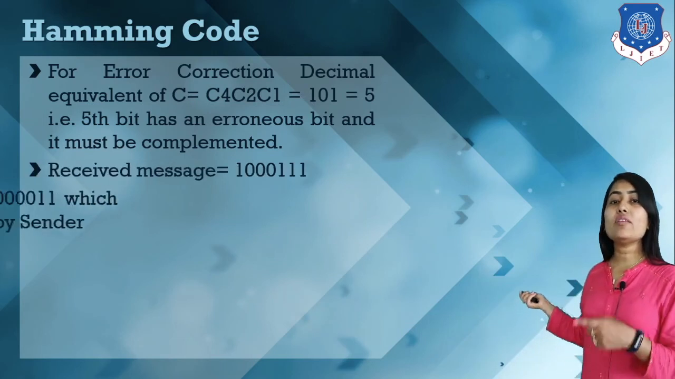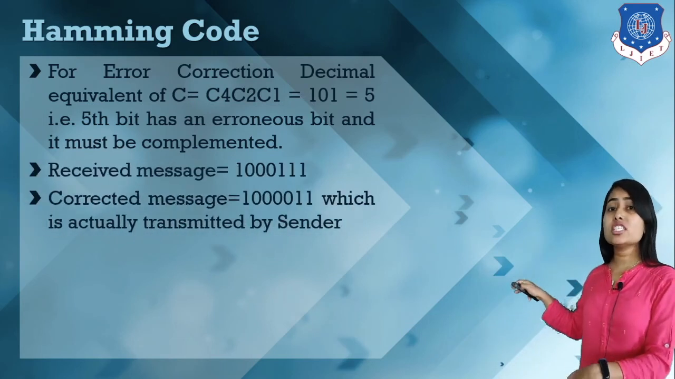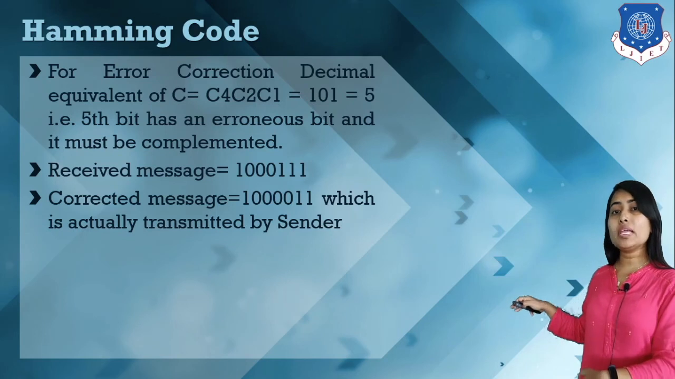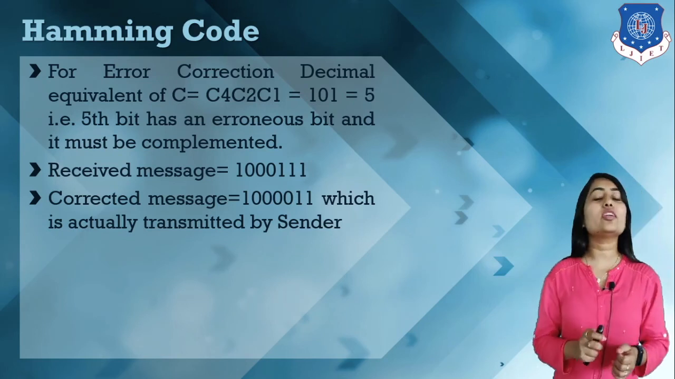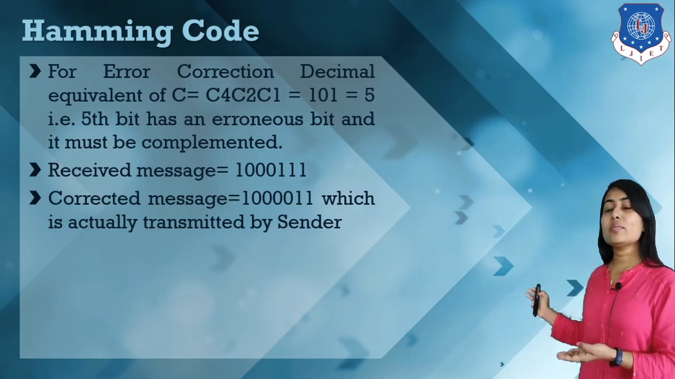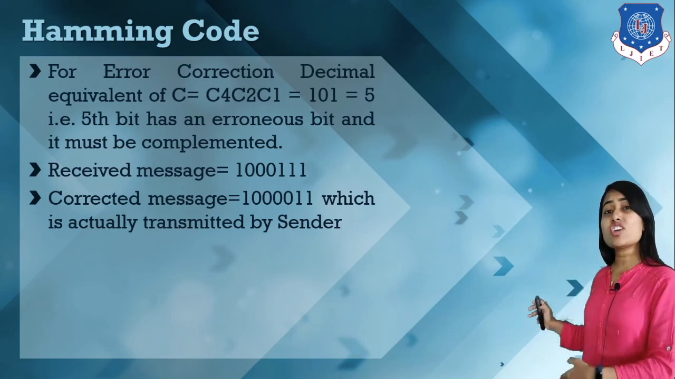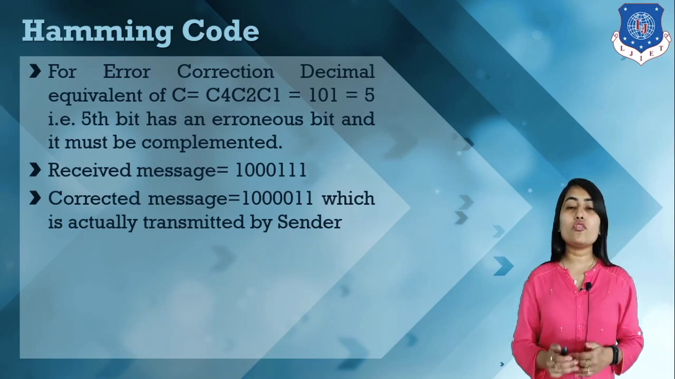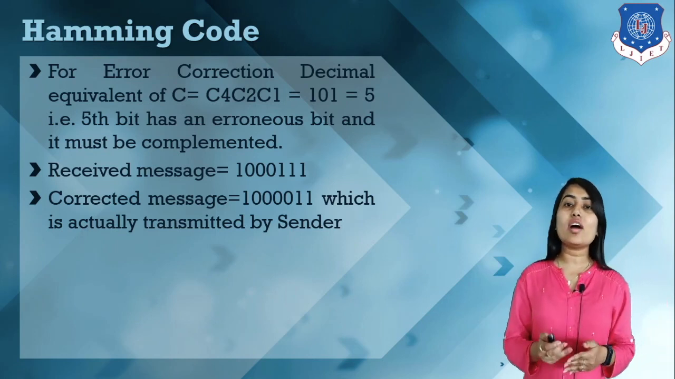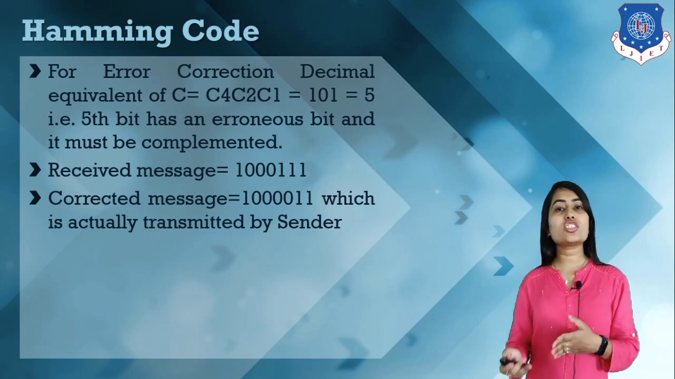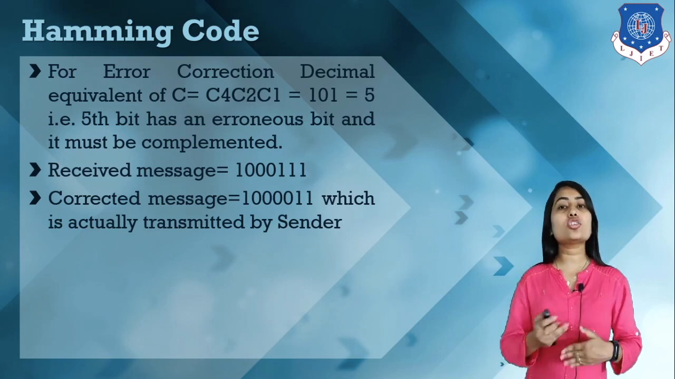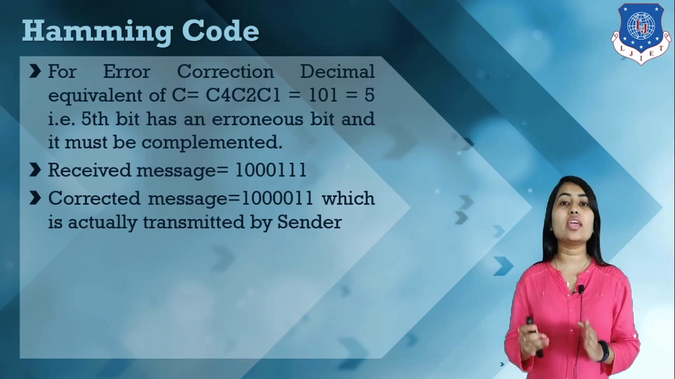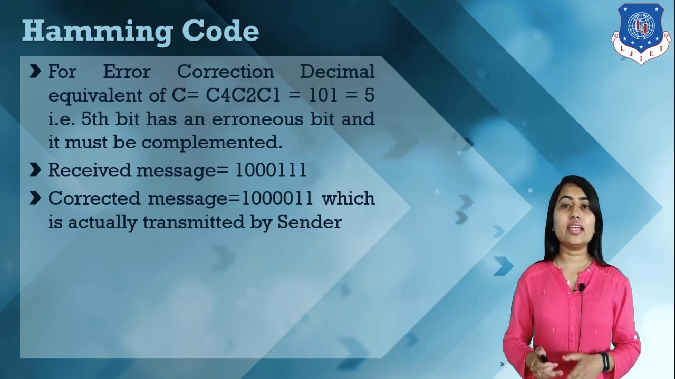So in the received message, this fifth location digit is complemented, and we have our correct message, which is the message transmitted by the transmitter. This is how the receiver can perform recalculation, identify the erroneous digit location, and then complement that digit, so we have our correct format. This is how an error correcting code works. Thank you.